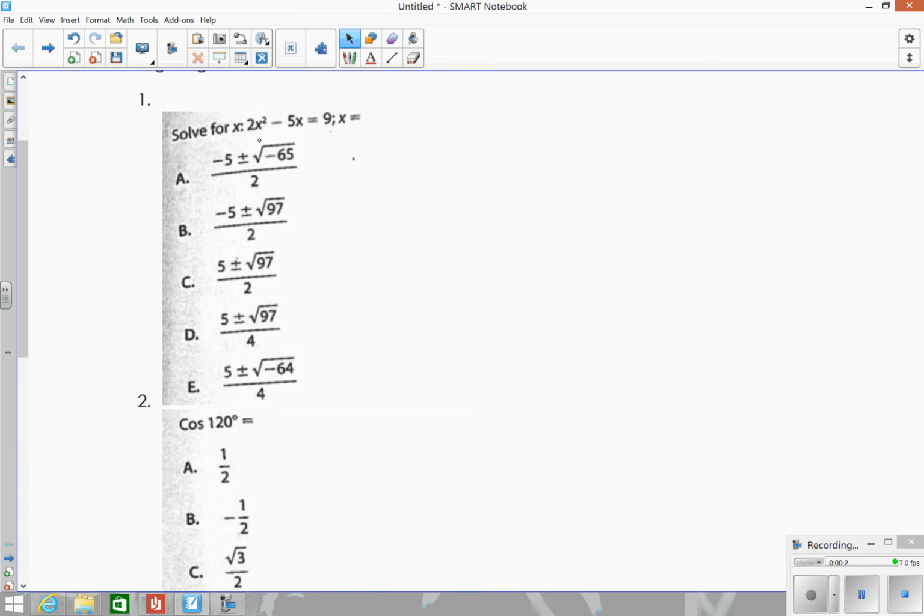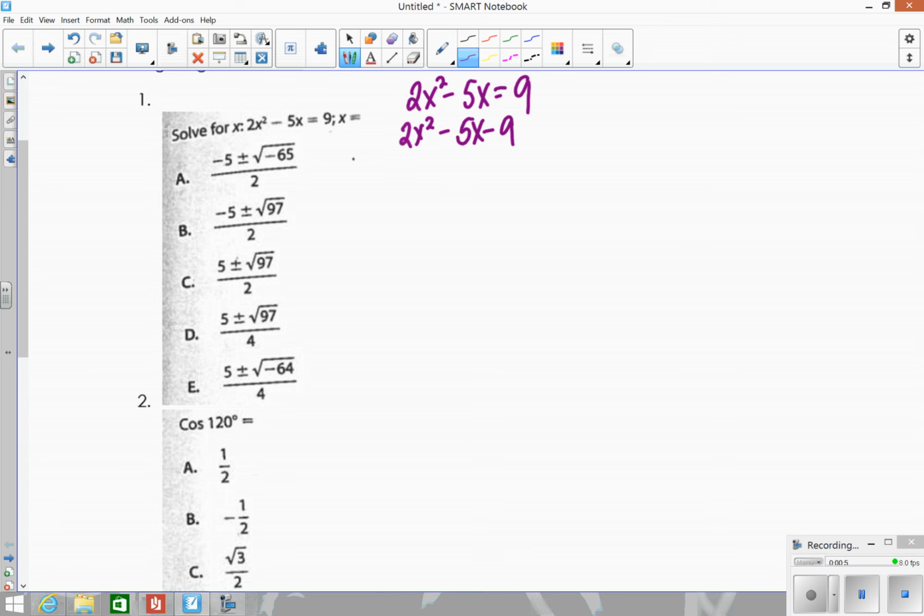First thing when I look at this problem is I look at the answers and I see that there are radicals involved. So right away that tells me this isn't going to factor, because these numbers are irrational at the end. So I'm going to use the quadratic formula to solve this. In order to use the quadratic formula, the first thing we have to do is get this quadratic in standard form. So I start with 2x squared minus 5x equals 9, and I'm going to subtract over that 9 so that I get this quadratic in standard form.